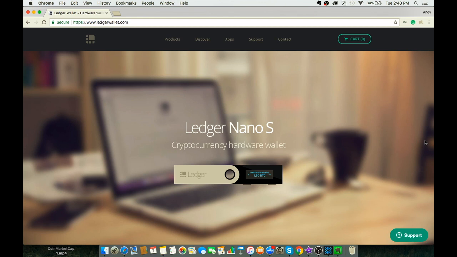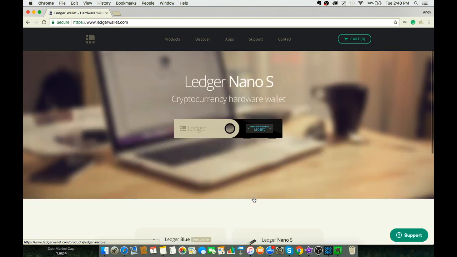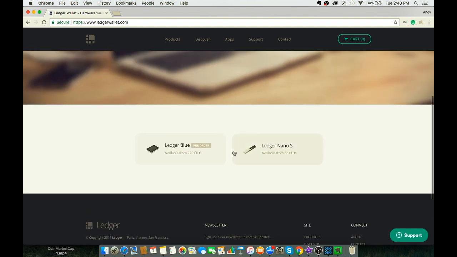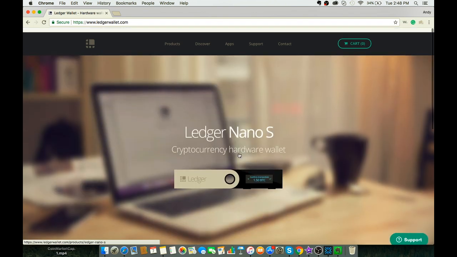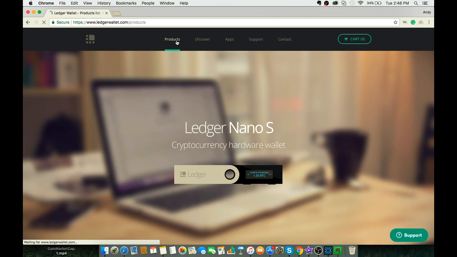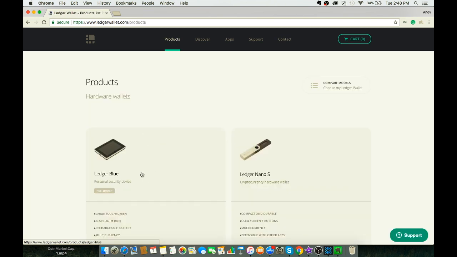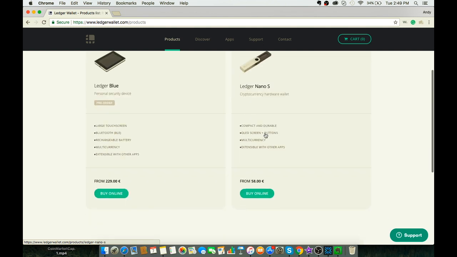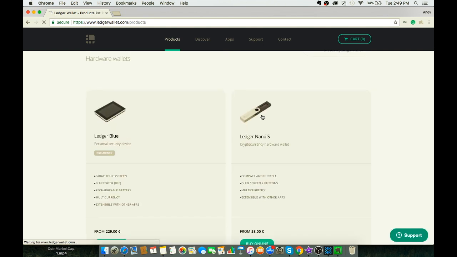For cold storage wallets, I like to use the Ledger Nano S, and that's what we here on the team prefer to use for cold storage as well. You can see the Ledger Nano S here at theledgerwallet.com, and it's a cryptocurrency hardware wallet that works really well. They've got a couple different options now here with Ledger wallets. They have the Ledger Blue, which is under pre-order right now. It should be coming out in the future. And then they have the Ledger Nano S.